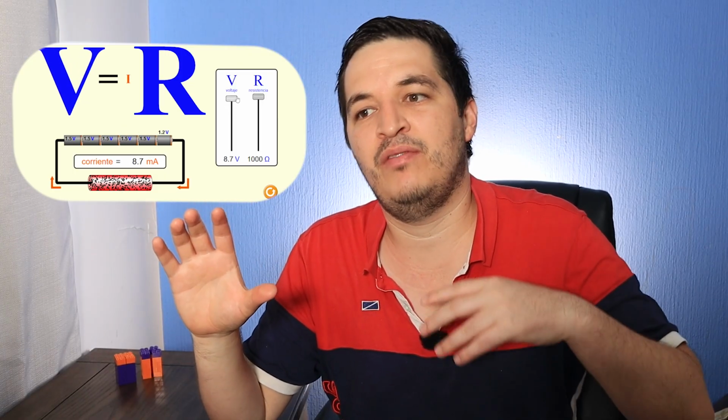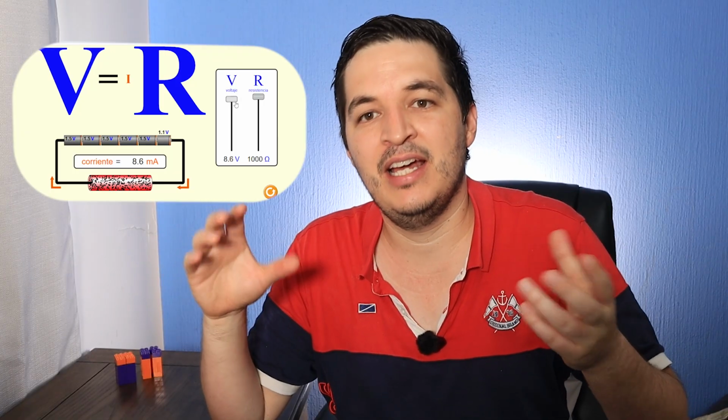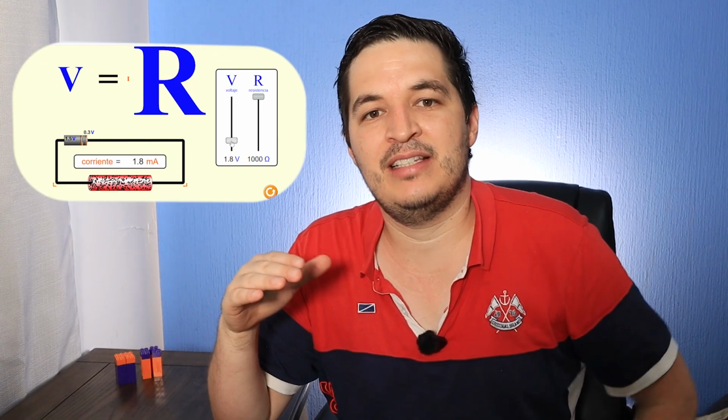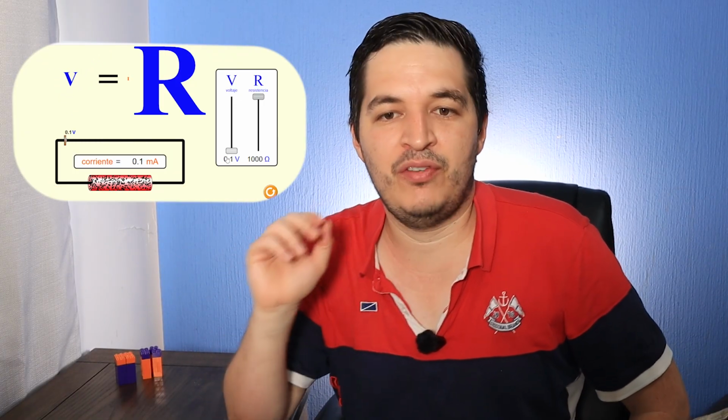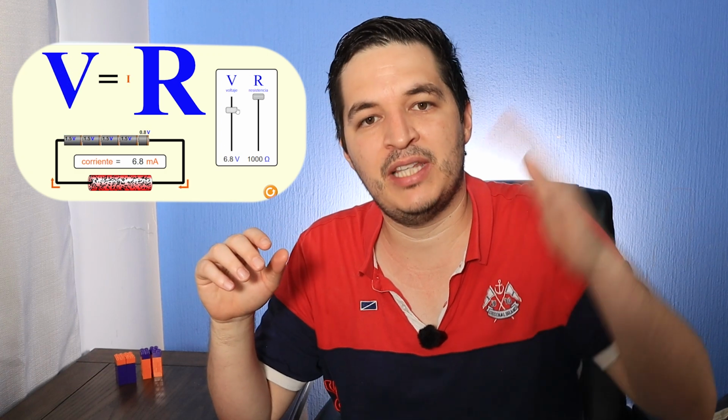Generally, you only modify voltage or resistance, and the current is what compensates for the change. That is, if you modify the voltage and the resistance stays the same, the current goes up or down just like the voltage.